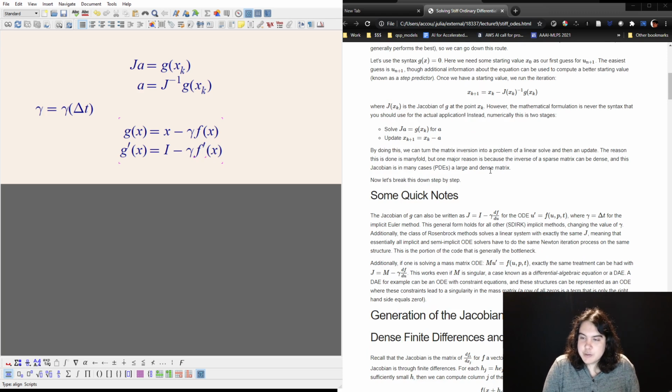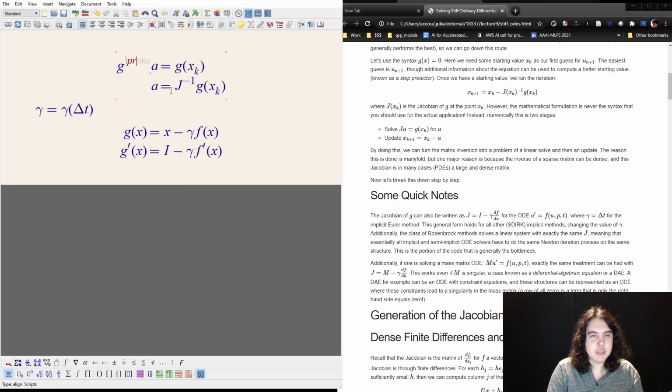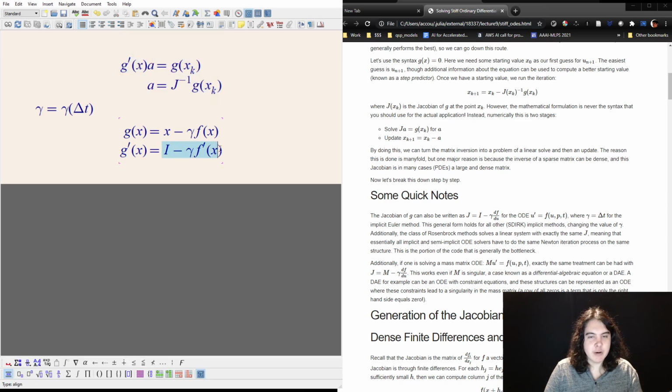And so this holds true for all the other method forms. So you end up with some kind of g of x that looks like this, and then you end up having to solve some kind of linear system where this J is equal to g prime of x. Sorry, about the notation change there. So g prime of x, this is a matrix, right? This matrix is defined here, and this exact linear system shows up in every single implicit differential equation solver. So it doesn't matter which method we're really talking about at this point. That really just comes down to identifying what gamma is.